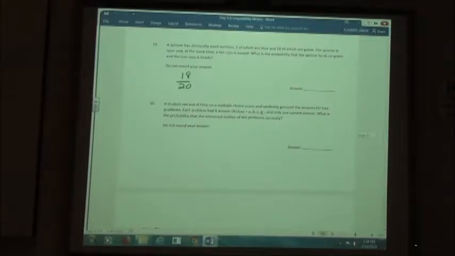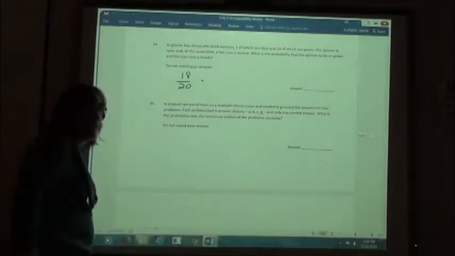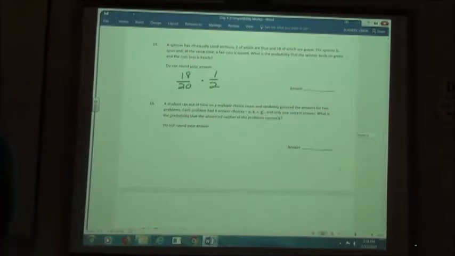For my coin, what's the probability that I'm going to toss a head? 1 out of 2, right? You either have a head or a tail. You got 1 chance out of 2. I'm going to then just multiply my probabilities together.